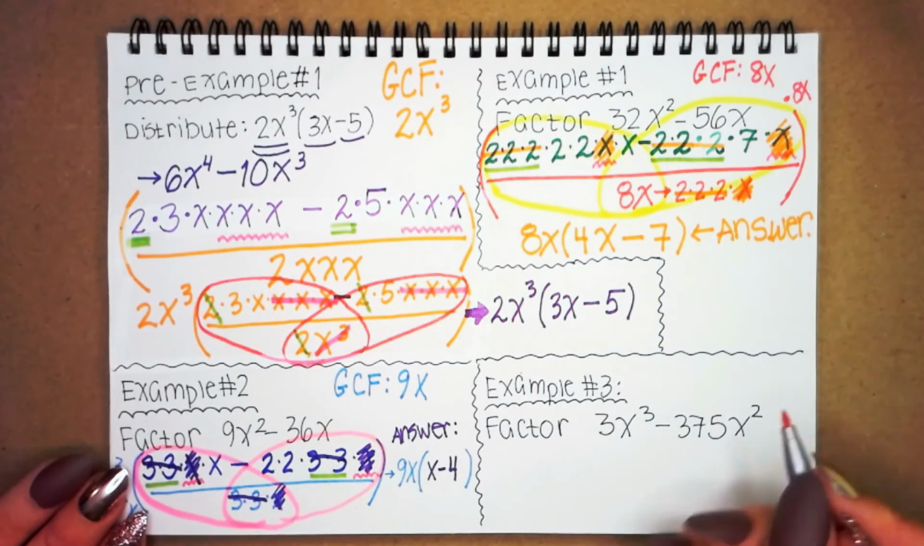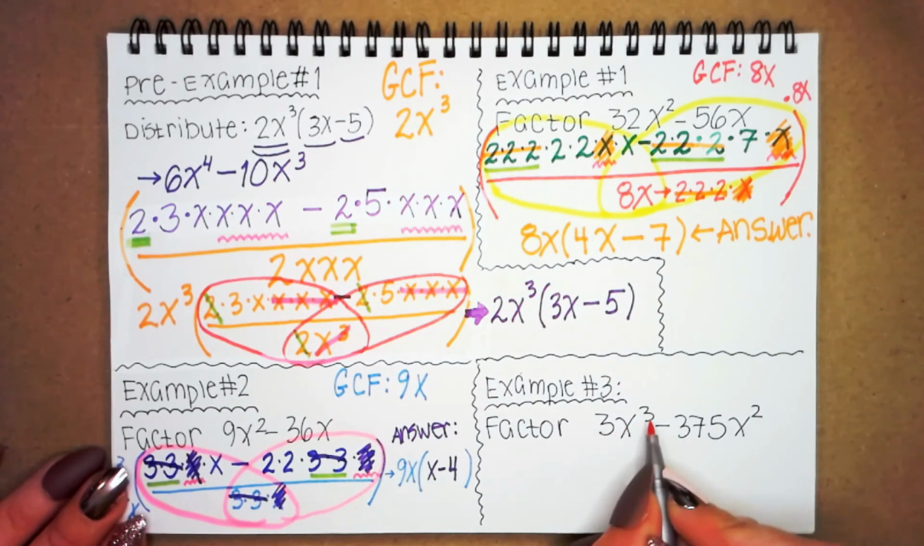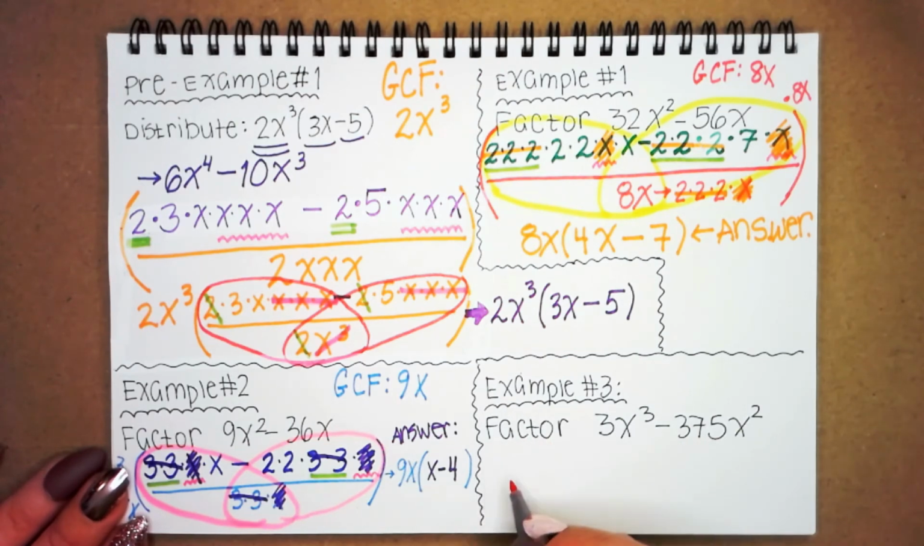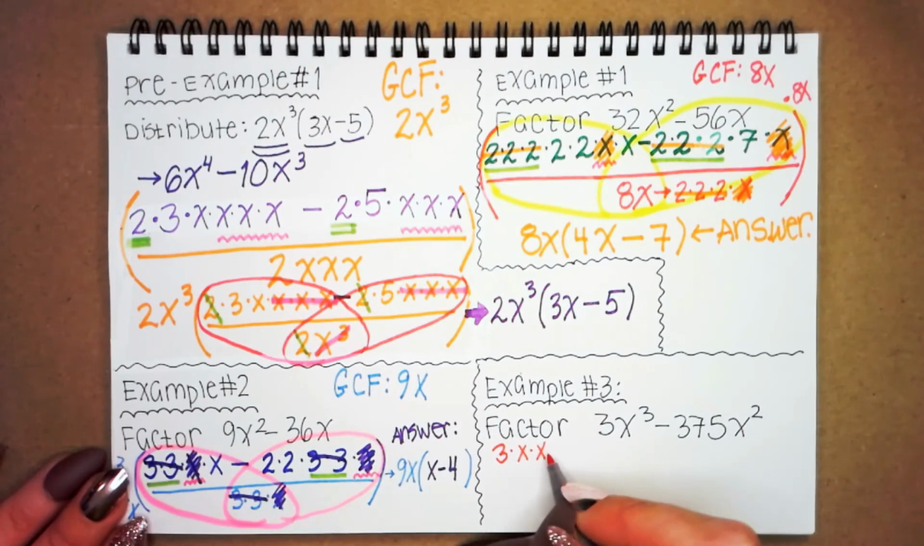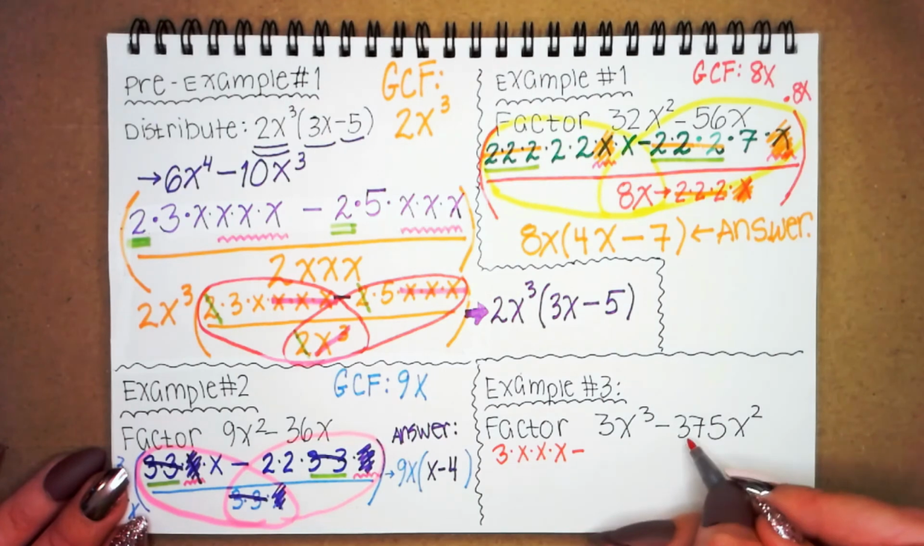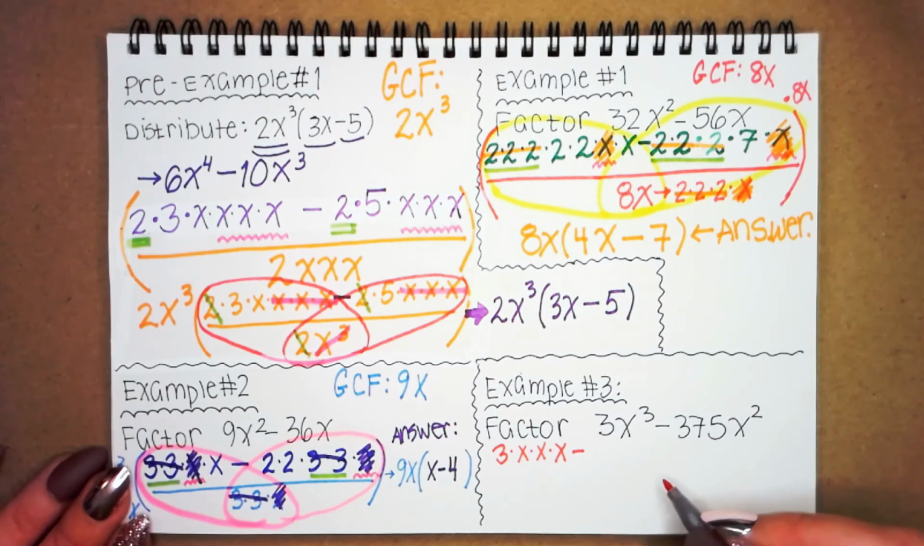Now let's try example 3 together. What makes up 3x to the third and what makes up 375x squared? 3x to the third is just 3 times x times x times x minus 375. This one might be a little bit harder to break down, but I think we can get it.